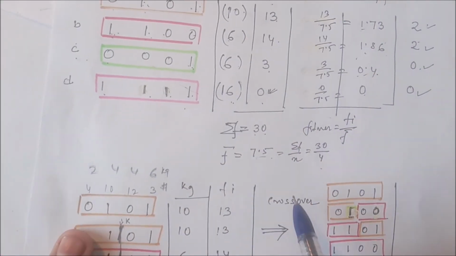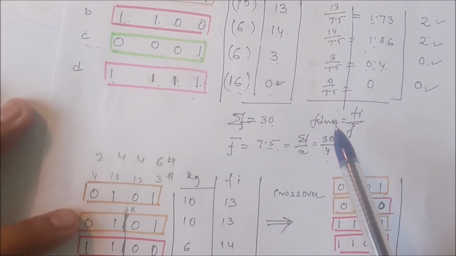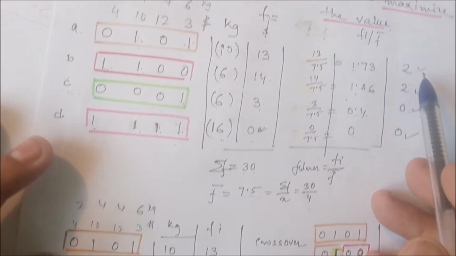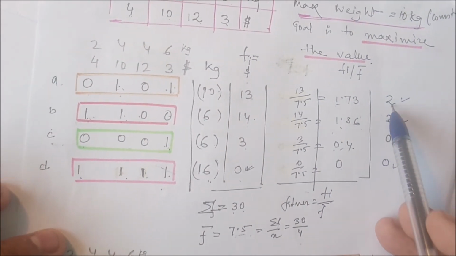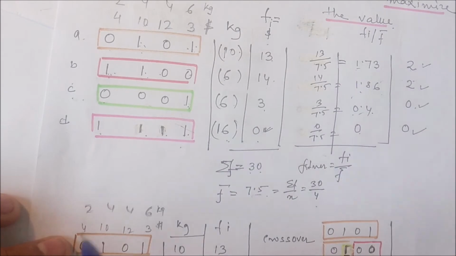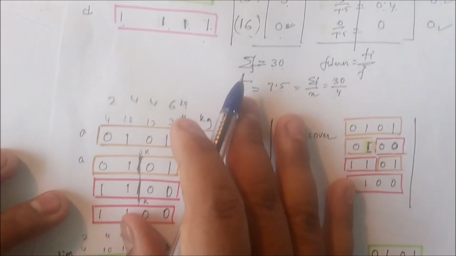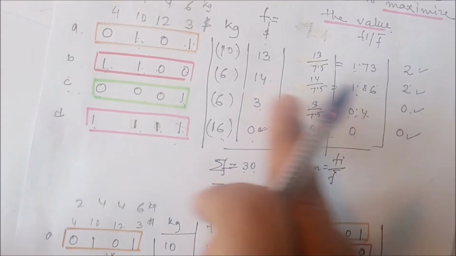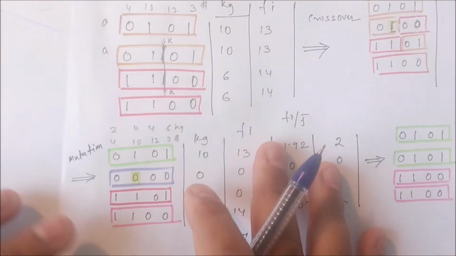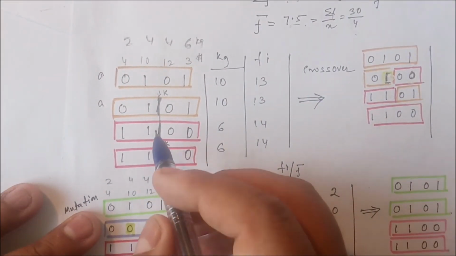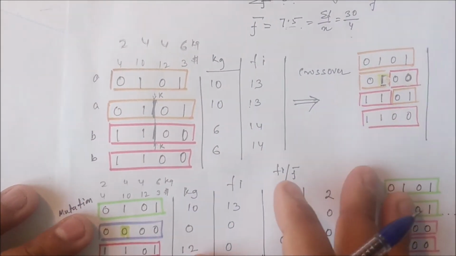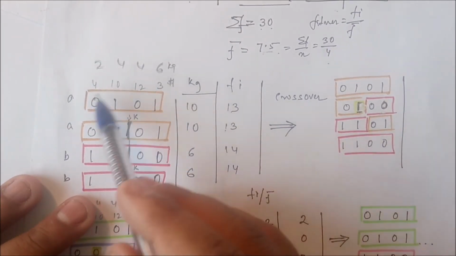Okay, next, now this is selection, so we have to take 2 copies of this A, and we have to select 2 copies of this one, that is B and B. Now this is the next generation.